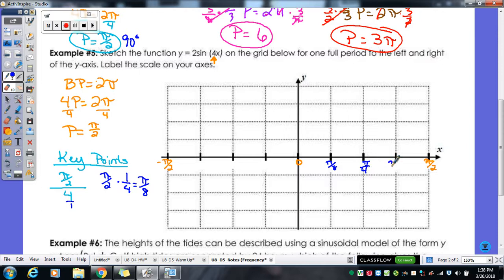And then this would be 3 pi over 8, which, can I reduce that one? No. And then this one would be 4 pi over 8, which reduces to our pi over 2. So we continued on in our cycle. And then here we just have to put the negative ones in there. So our negative pi over 8, our negative pi over 4, and our negative 3 pi over 8.